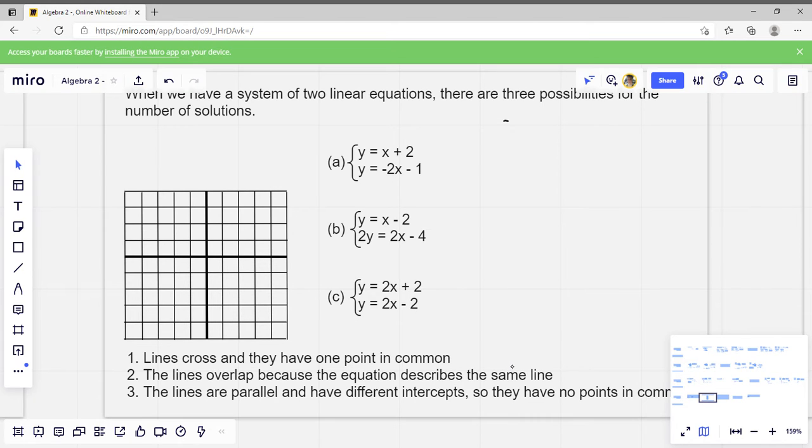Alright, so here are all the linear equations. When we have systems of linear equations, there are 3 possibilities for the number of solutions. So this one, we're going to graph these real quick. This first one, A, we've got y equals x plus 2. So 2 is going to be my y-intercept, and then just x, that means 1 over 1. That's my slope. Alright, and now I'm going to mark that little line.